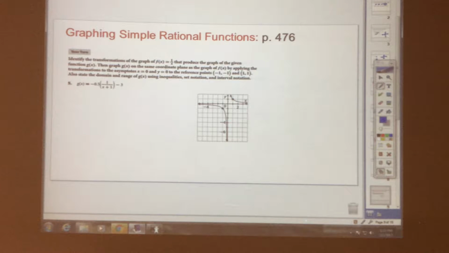Okay? So, if you remember before, we used reference points on all of our problems when we were making a table that looked like that. Remember? Okay, these are your two reference points that you're going to use on all of your rationals. Those two right there.